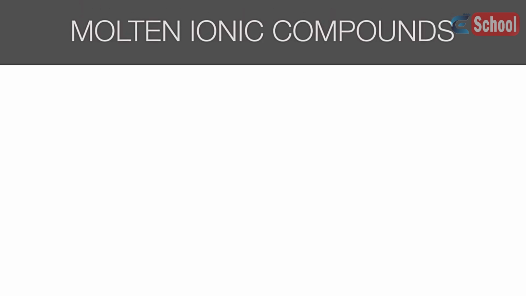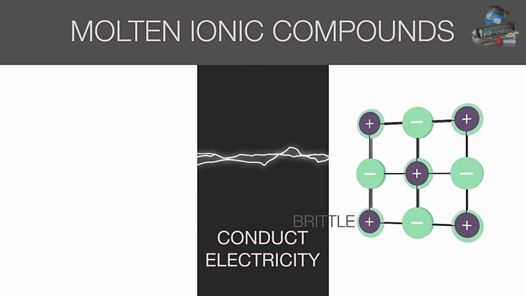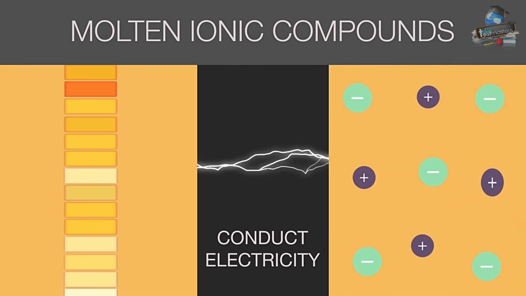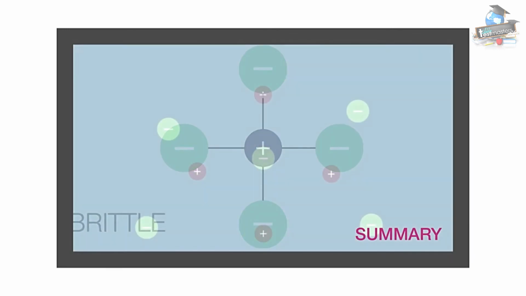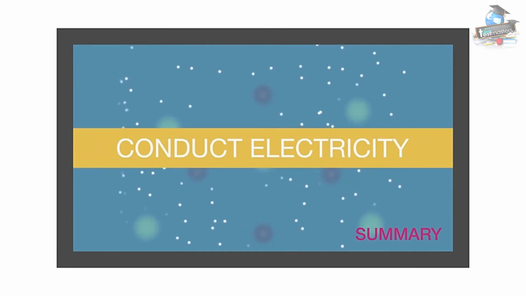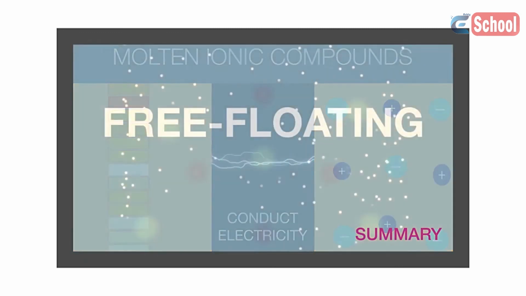Following on the same idea, molten ionic compounds can also conduct electricity. The lattice structure is broken at high temperatures, and so the ions become free-floating. In summary, ionic compounds have high melting points, are brittle, and can conduct electricity when dissolved in water or molten due to the presence of free-floating ions.